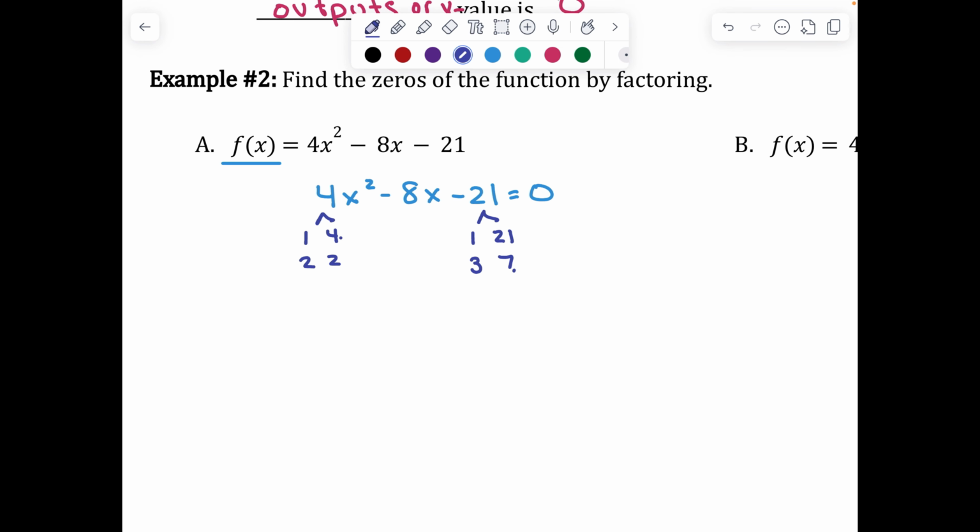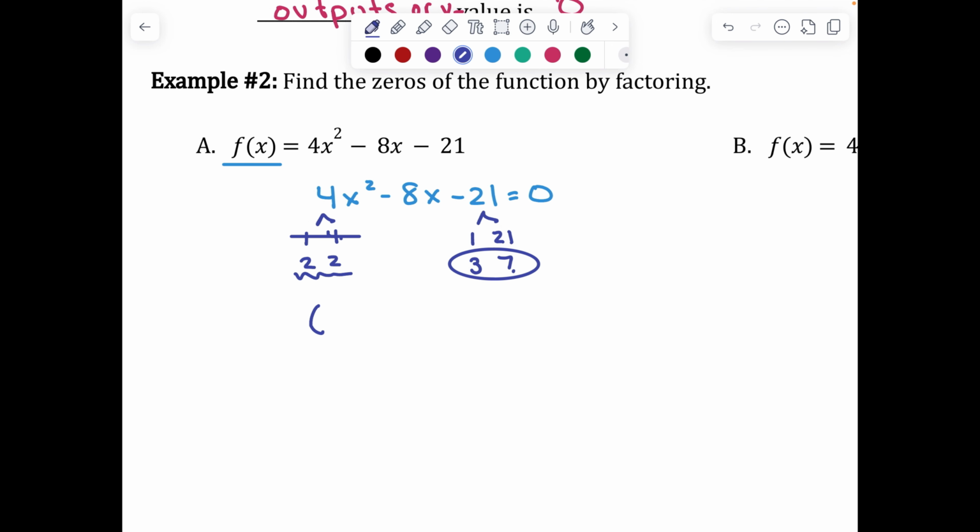Let's try 1 and 4 with 1 and 21. I know 4 times 21 is going to be way too big. 1 times 21, 4 times 1, that's going to be too big, does not give us 8. So I know 1 and 4 is not going to work. So it has to be 2 and 2. So let's see which one it's going to be with. 2 times 3 is 6. 2 times 7 is 14. 6 minus 14 does give us 8, so we're going to be using 3 and 7. So I have 2x and 2x.